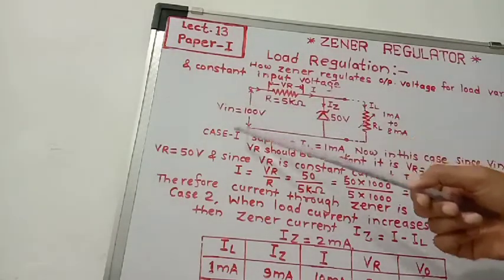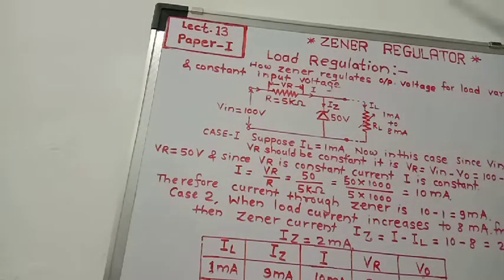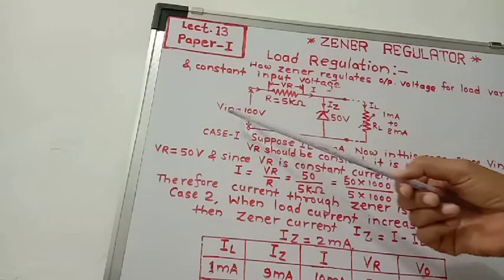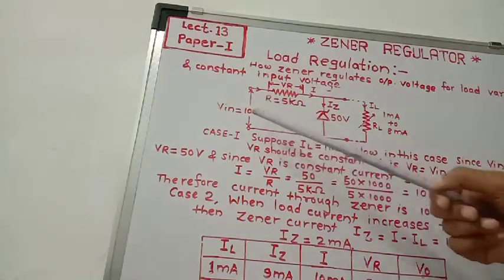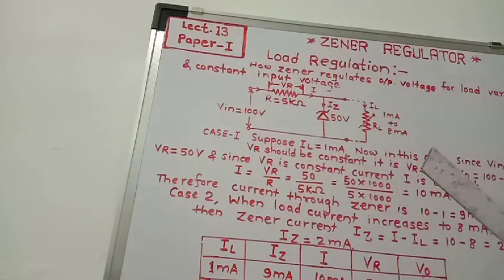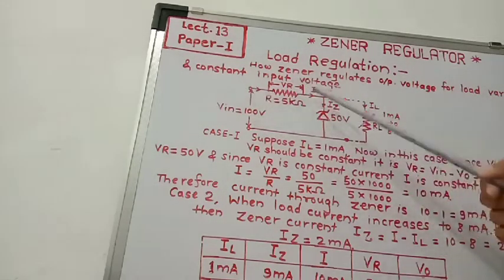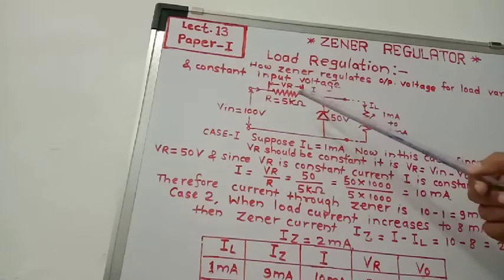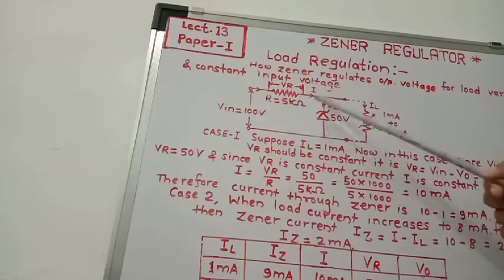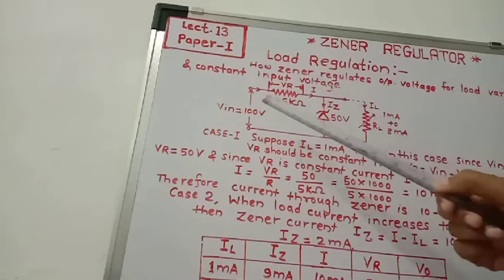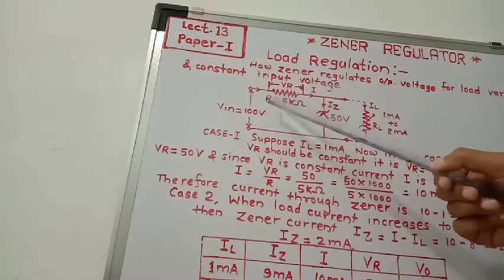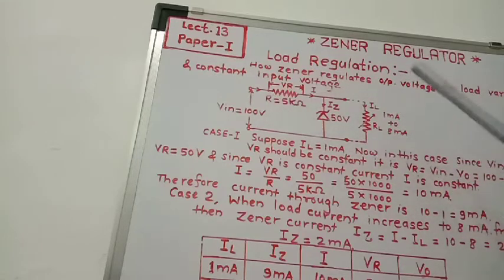Here the input voltage is kept constant. For load regulation, the input voltage is kept constant at 100 volt here, and one series resistance R is connected in series with the Zener diode and in series with the load resistance RL.